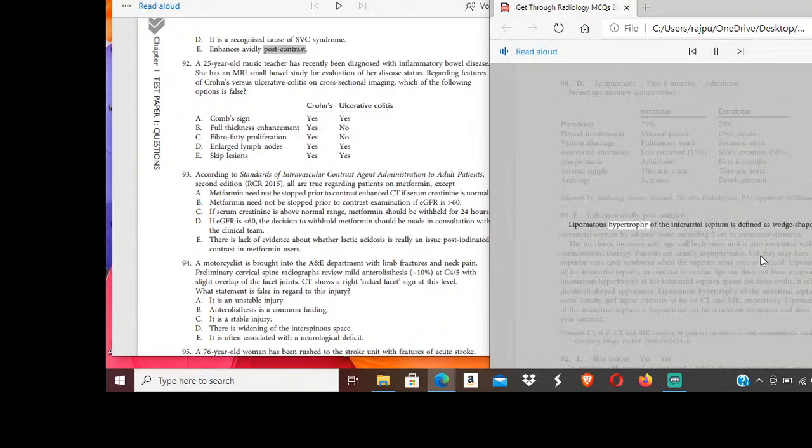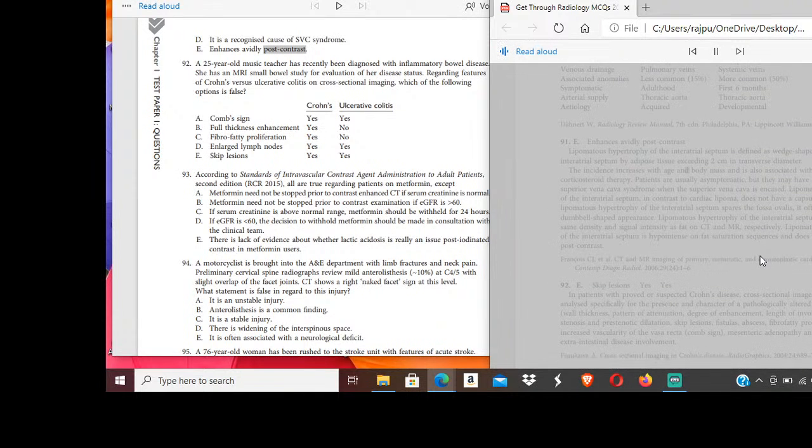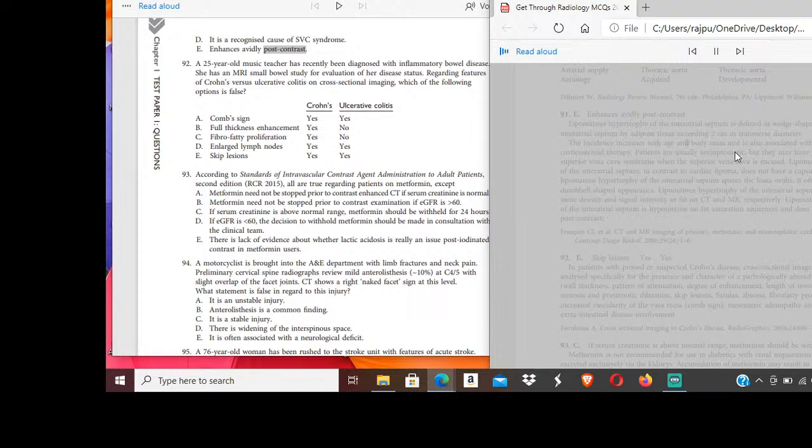91. E. Enhances avidly post-contrast. Lipomatous hypertrophy of the interatrial septum is defined as wedge-shaped expansion of the interatrial septum by adipose tissue exceeding 2 cm in transverse diameter. The incidence increases with age and body mass, and is also associated with chronic corticosteroid therapy. Patients are usually asymptomatic, but they may have arrhythmias or superior vena cava syndrome when the superior vena cava is encased. Lipomatous hypertrophy of the interatrial septum, in contrast to cardiac lipoma, does not have a capsule. Because it spares the fossa ovalis, it often has a dumbbell-shaped appearance. It has the same density and signal intensity as fat on CT and MR, respectively. It is hypointense on fat saturation sequences, and does not enhance post-contrast.